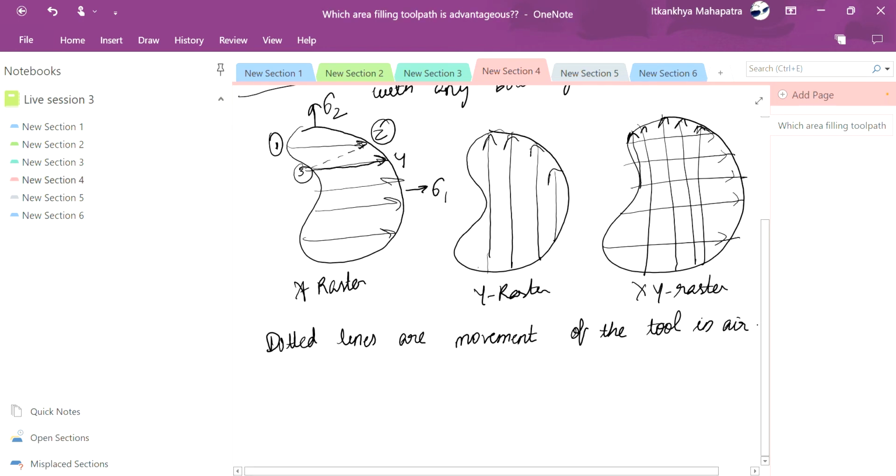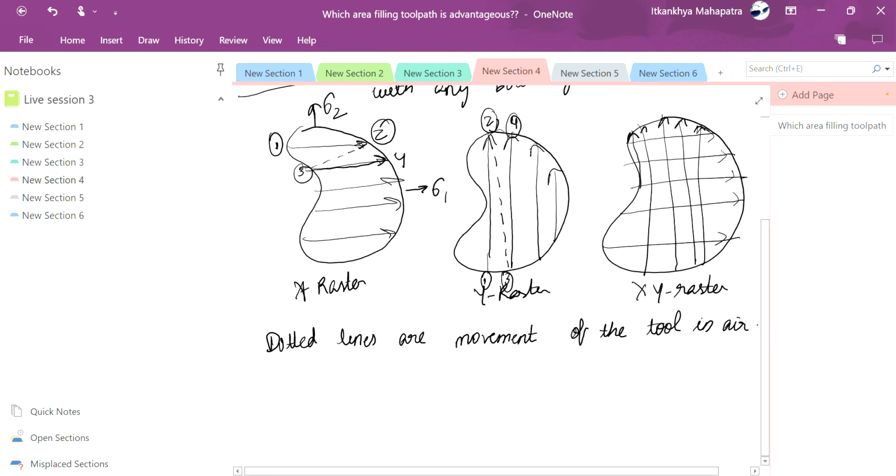So let's name this point 1 and this point 2, and the tool moves from 1 to 2, and then it is lifted in air and moves till 3. Then again it starts depositing, and from 3 to 4 it deposits, and the same pattern is followed. So now here the material deposition is along Y direction, and here also sigma 1 and sigma 2 are quite different.